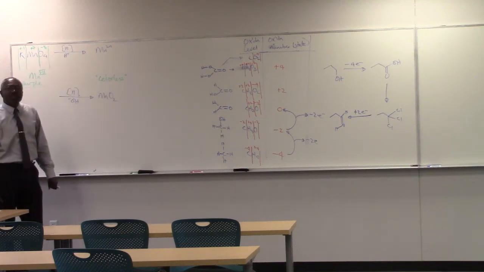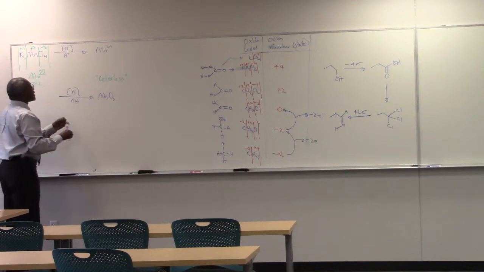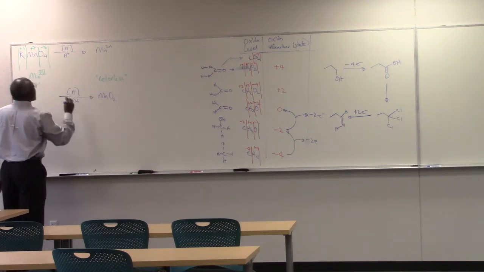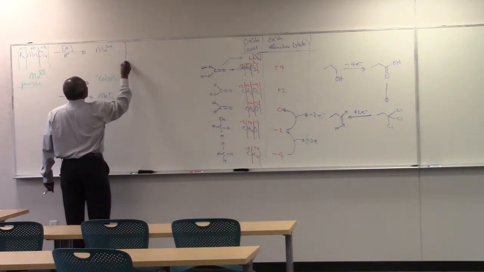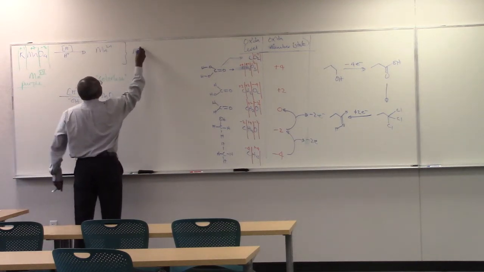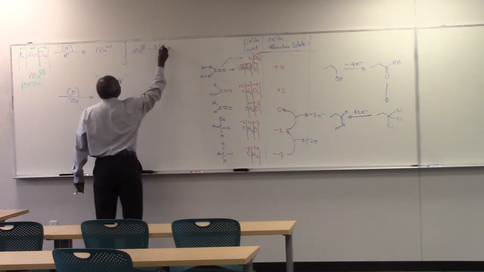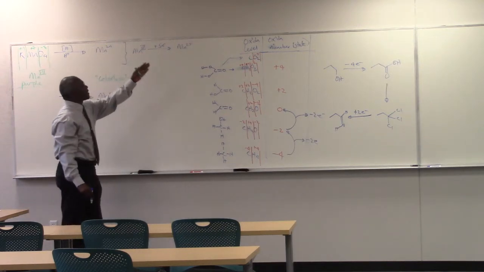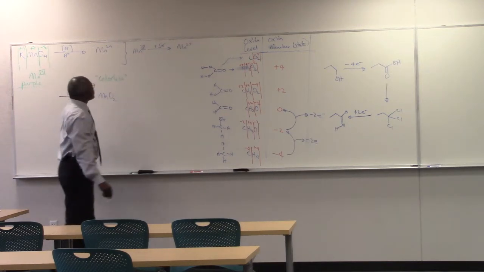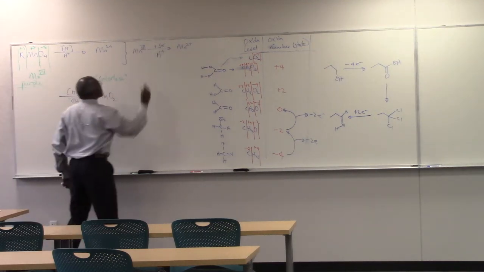Well, how many electrons are involved in that process? We're going from manganese 7 to manganese 2. That is a 5 electron gain. So the half reaction for this is manganese 7 gains 5 electrons to become manganese 2+. And that's my purple to colorless. This happens under acidic conditions.